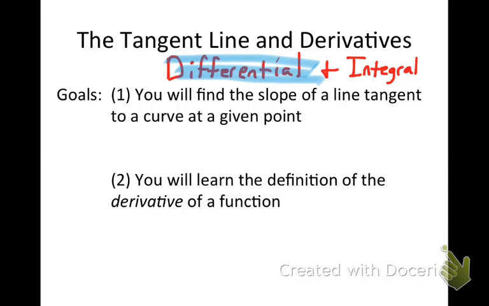Now, I'll tell you this, and we'll talk more about actual real-world applications of this as we go on. But derivatives are great for finding what's called an instantaneous rate of change. And I'll refer to that a little bit more later on in the video. Two goals here. First is that you're going to learn to find the slope of a line that is tangent to a curve at a given point. And then you're going to learn the definition of the derivative of a function.